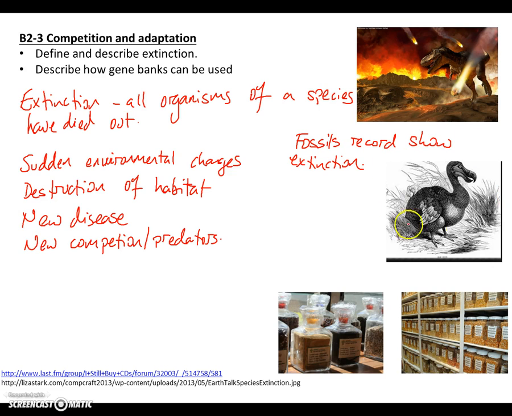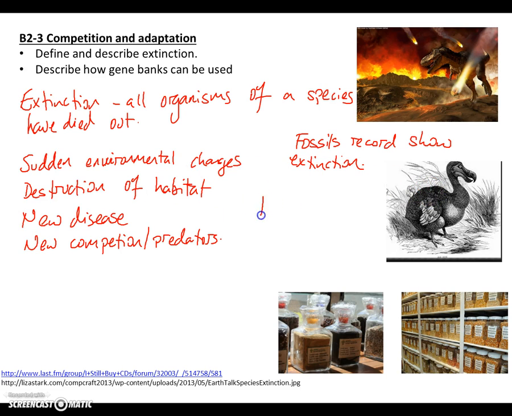The dodo is a more modern example. It was a flightless bird on an isolated island, with no natural predators, so it thrived there. When humans landed, they hunted them for the meat and hunted them to extinction, so there were none of them left in the wild. In fact, none left at all anymore.